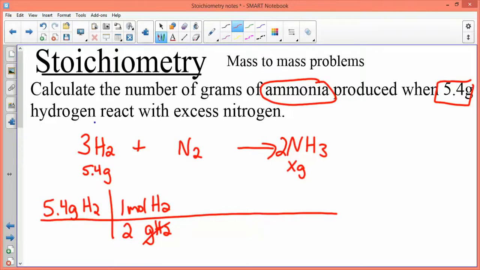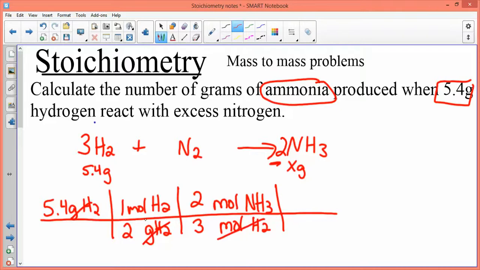I'll put moles of what's asked for on top, and they're asking me for ammonia. And I put moles of what's given, which is H2, on bottom. These numbers come from the balanced equation, the coefficients. There's a 2 in front of NH3, so I'll put a 2 there. There is a 3 in front of H2. So cancel your units. Moles of hydrogen cancel with moles of hydrogen.